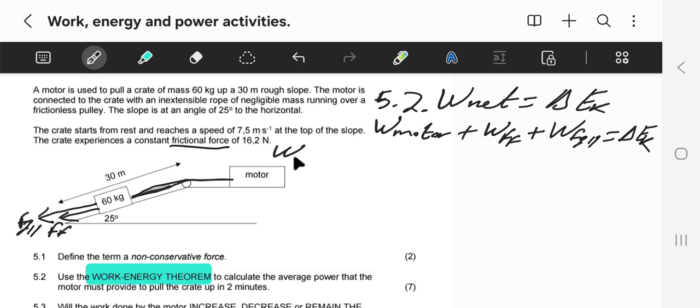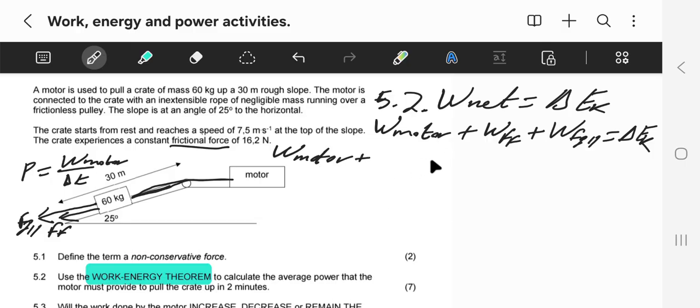The work done by the motor is what we need to find first, because we know the formula for power is P is equal to W over delta T, the rate at which work is done. That's the definition of power. So this is the formula. So we need the work done by the motor. That's what we need to find the average power.